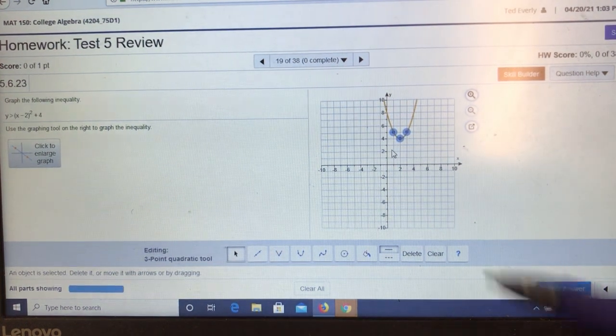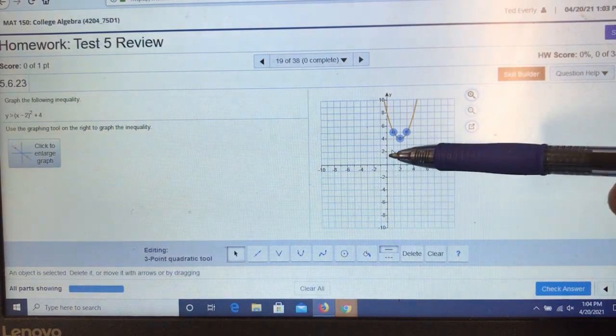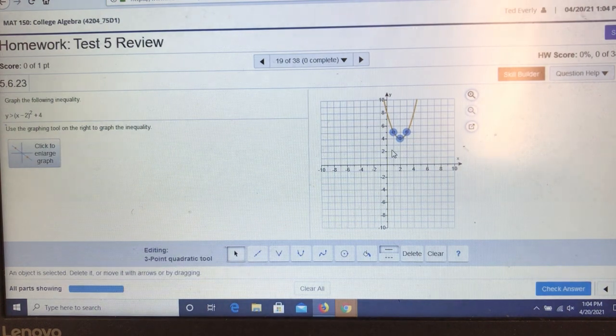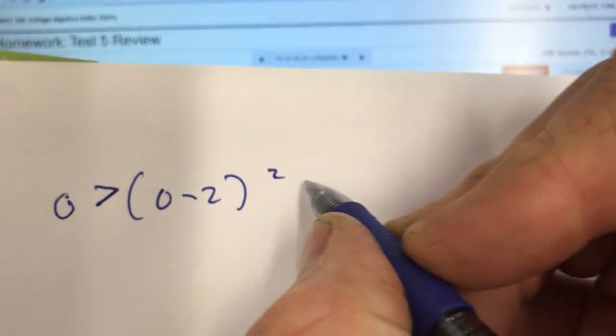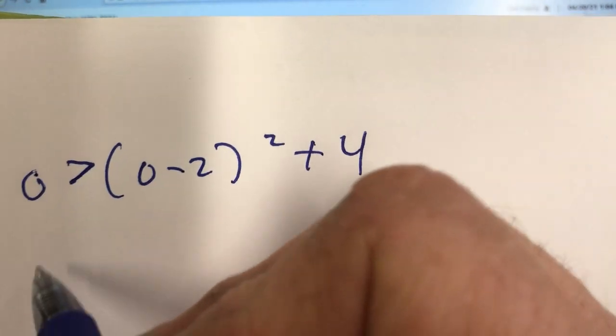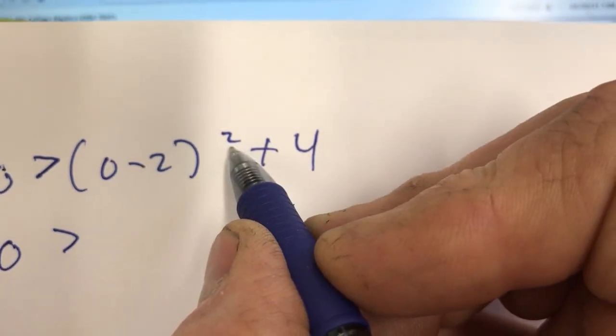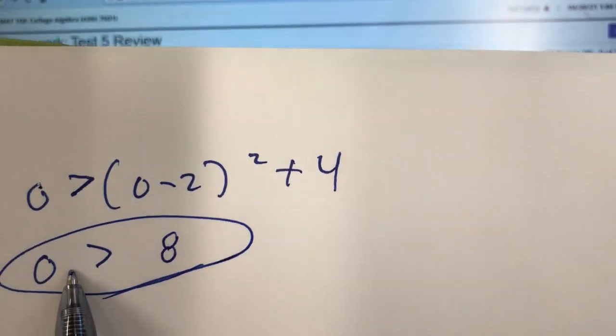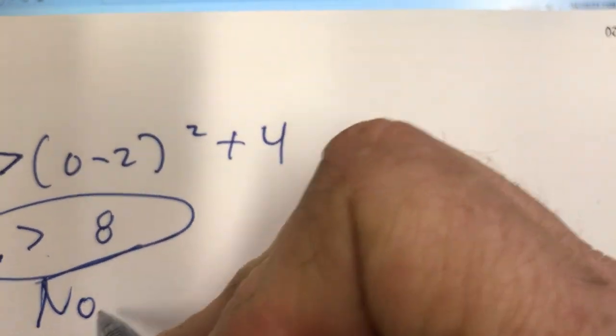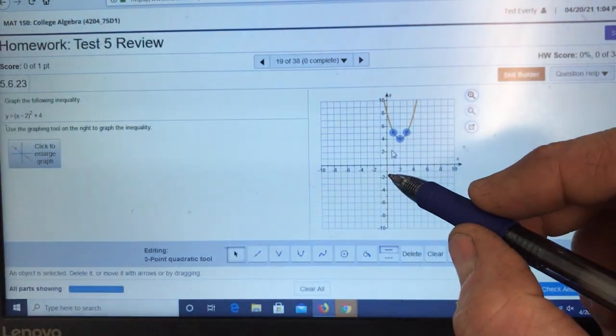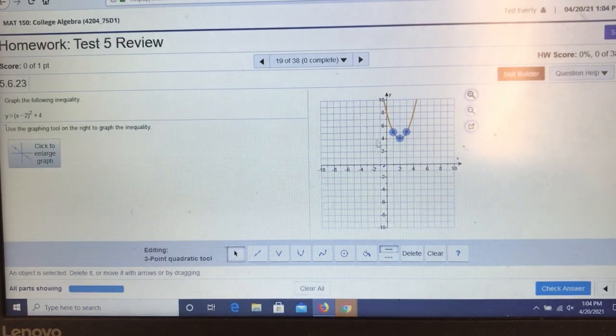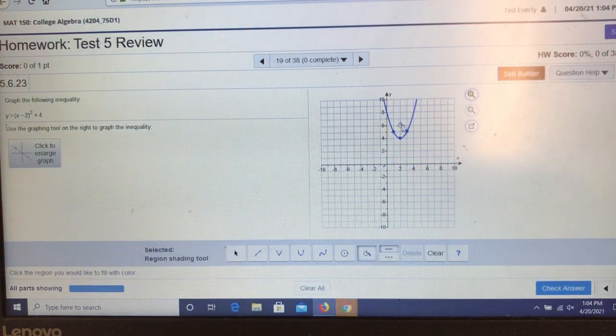Okay. Now I got to do a test point, and I like 0, 0 for my test point, because if I put 0 in for y and 0 for x, it works out real easy. So right here, if I put 0 in for y, it's greater than, and then put 0 in for x, I have this. So that means I've got 0 minus 2 is -2, -2 squared is 4, plus 4 is 8. Is this true? Is 0 greater than 8? No, it ain't true. So this point right here is false, which means I do not shade outside the parabola. I got to shade inside the parabola. So I'm going to get my little paint thing and put it right there.